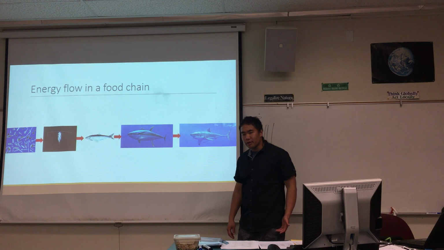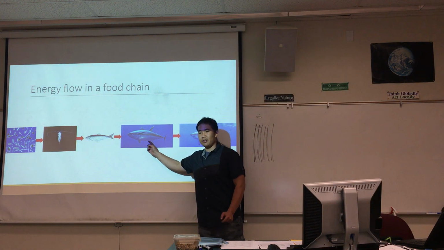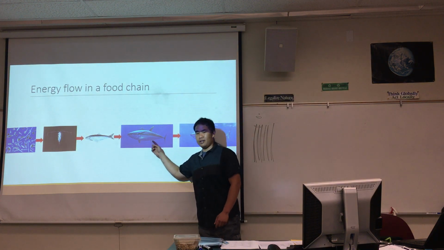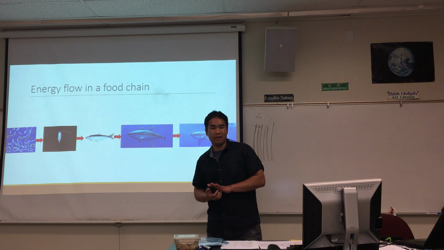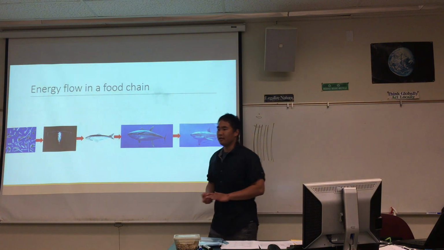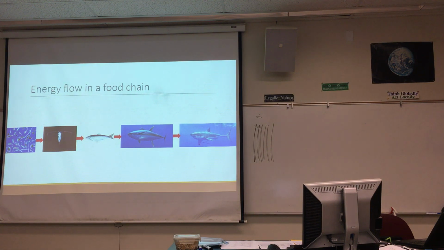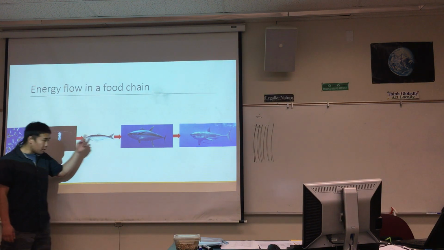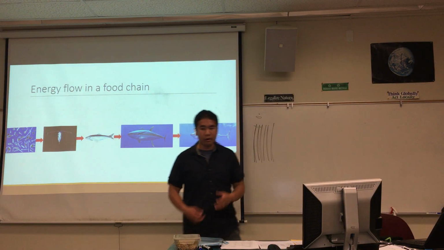Can we name off the trophic levels? What's this one? Well, yes, but I mean, what trophic level is it? Tertiary consumer, is that right? Let's check. What's this one? Primary producer. Primary consumer. Secondary consumer. Tertiary consumer. Okay, good. So we know our trophic levels, right?